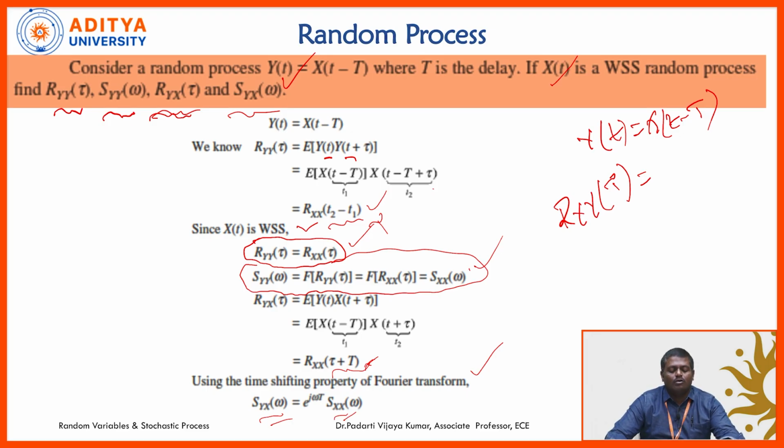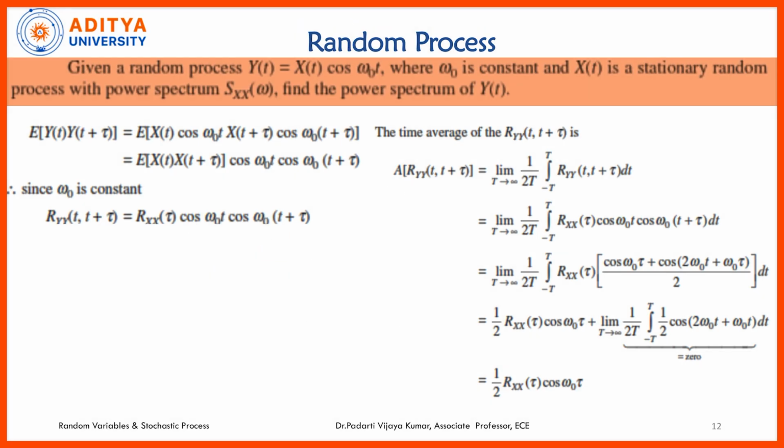So, we computed all the 4 parameters: autocorrelation function of Y of t, auto power spectral density of Y of t, cross correlation function, and cross power spectral density. Okay. So, these properties of power spectral density will be helpful in computing all the parameters. And one more problem we will see.